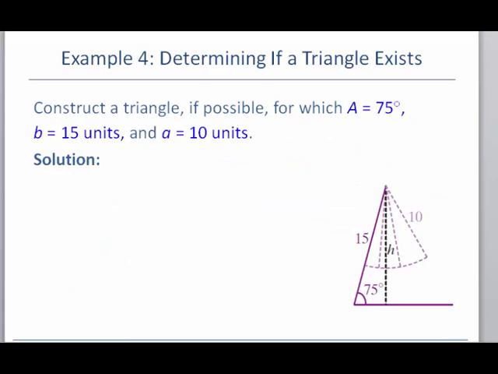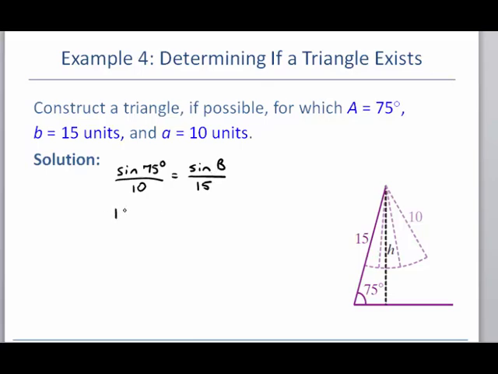Okay, so let's look at one more example. A very similar example, we're asked to construct a triangle if possible for which A equals 75 degrees, B equals 15, and A equals 10. And so we're going to begin with our law of sines. We have both angle A and side A, so we'll definitely use that. So we'll say sine of 75 degrees divided by side A, which is 10. Then we're going to set it equal to our B fraction. So sine angle B over side B, which is 15.